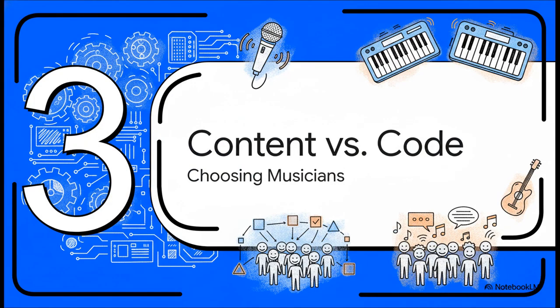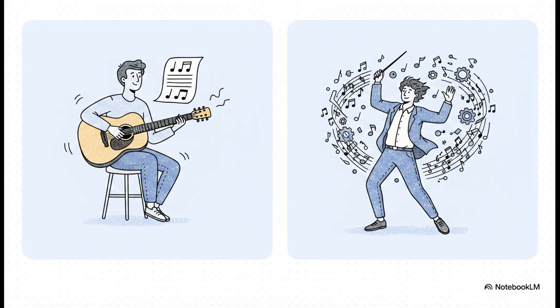Let's jump into Section 3, Content versus Code Agents. This is where we choose our musicians. Inside that Joule Studio workshop, developers basically have two distinct flavors of agents they can build. First up, we've got content-based agents. These are like the reliable musicians playing standard sheet music.